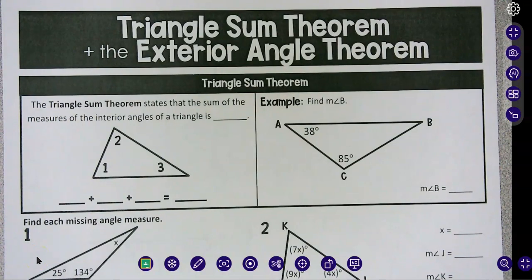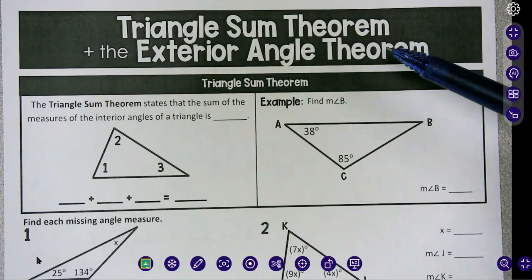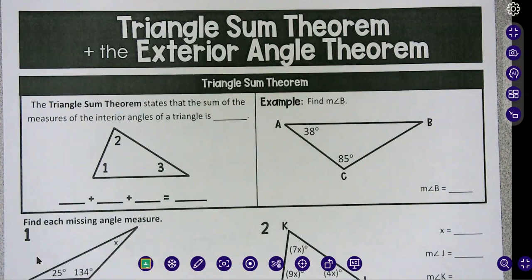Okay, everyone. We are starting notes on the triangle sum theorem and the exterior angle theorem. Simply put, theorems are facts that we can base things upon to prove things. For our use, it's just the title. The triangle sum theorem and exterior angle theorem allow you to do what we're going to do today.